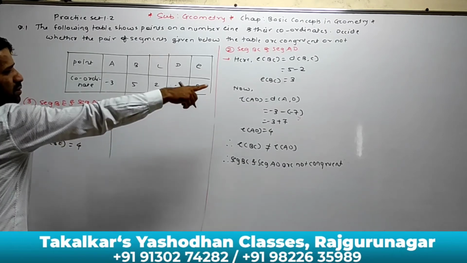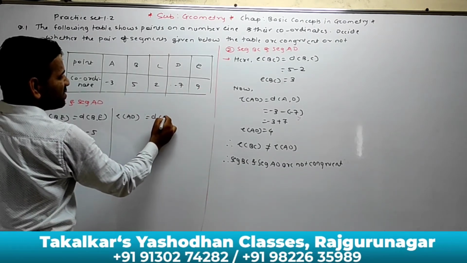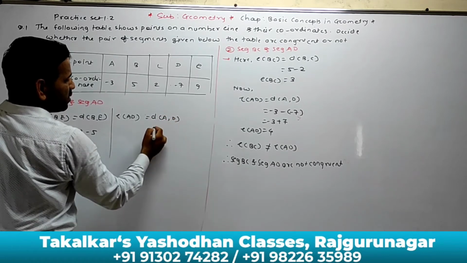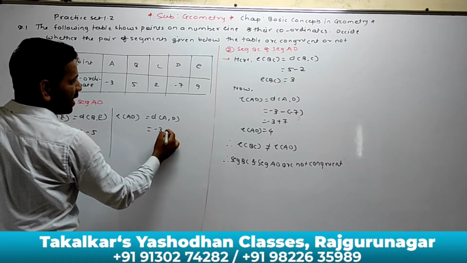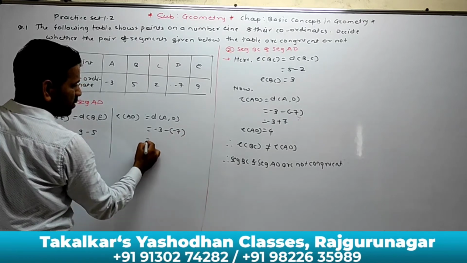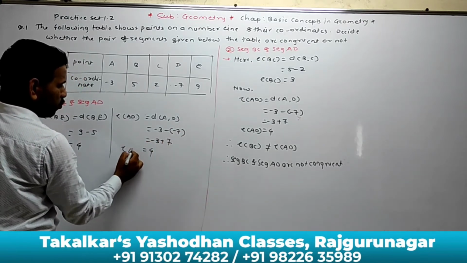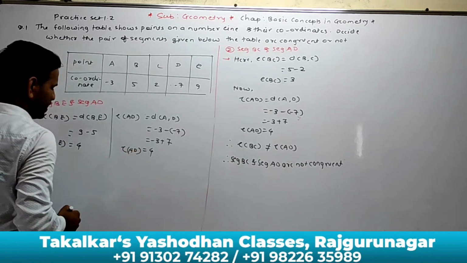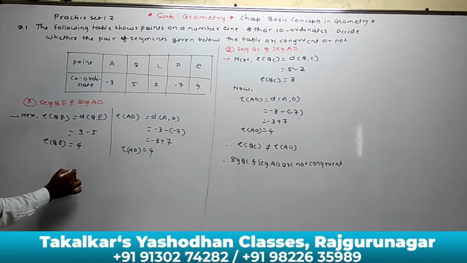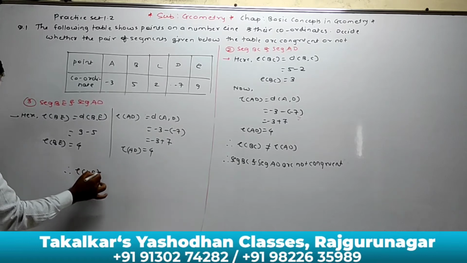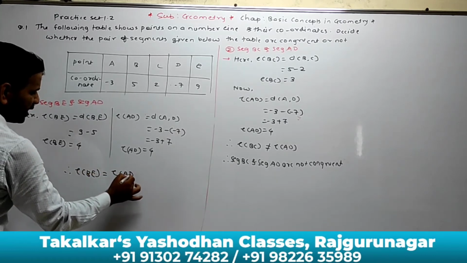We already found out. Look at there. AD means distance between A and D. So what is distance between A and D? Minus 3 minus 7. Minus 3 plus 7. Your answer will be 4. So length of AD is 4. Now we can say that length of BE is equal to length of AD.